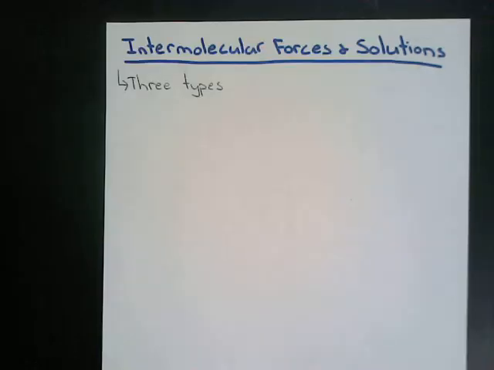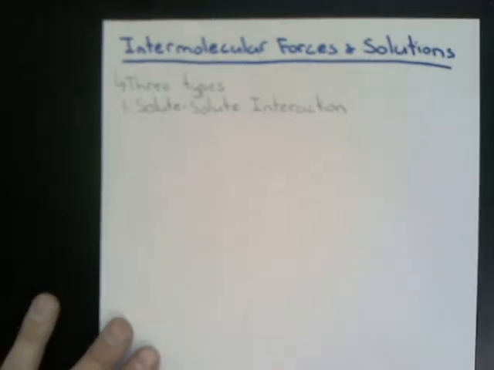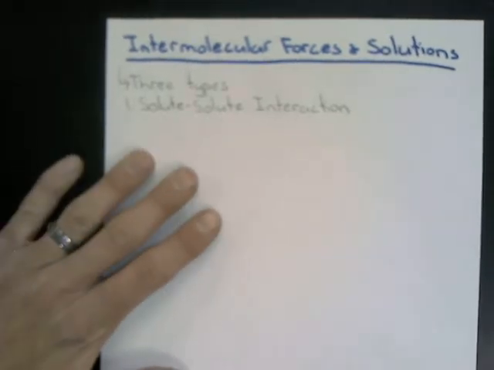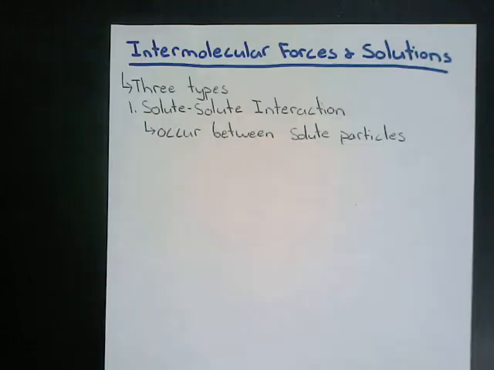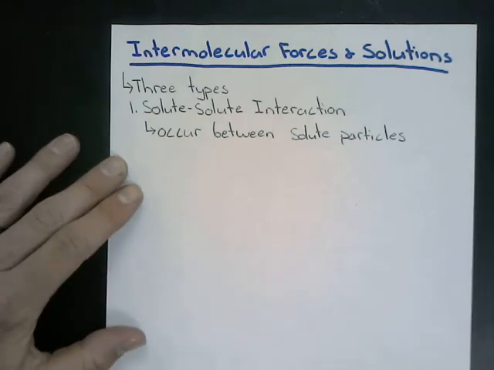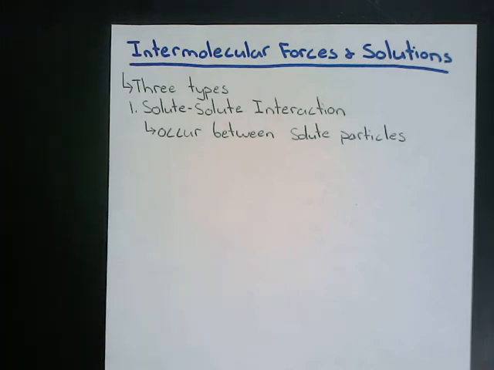The first of these three types is a solute-solute interaction. And these occur between solute particles. So in our example that we went over, the solute-solute interaction would be occurring between those sodium chloride units, or those sodium chloride particles. Now, this type of interaction must be overcome in order to disperse the particles throughout the solvent.